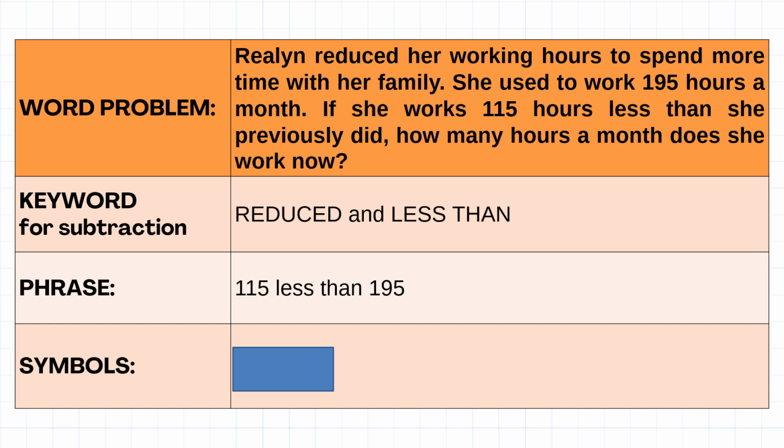So to translate this in symbols, we have 195 minus 115. Take note, we have the word than. So we have to interchange 115 and 195 in their position. So our final answer is 195 minus 115.